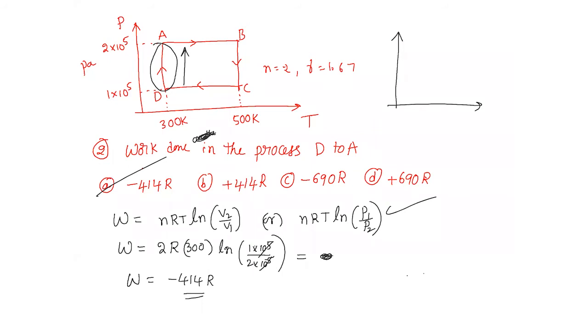Increasing. Okay, if pressure increases, children, you draw the corresponding PV diagram. So now this is D to A. If the pressure increases in an isothermal process, this is the corresponding PV diagram. So what will happen to volume? Volume decreases. When volume decreases, is work done negative or positive? Negative.